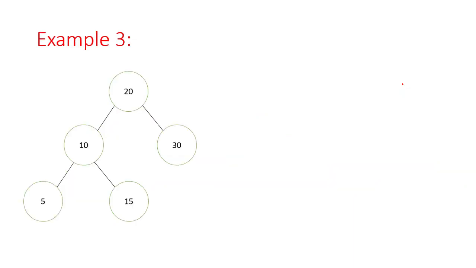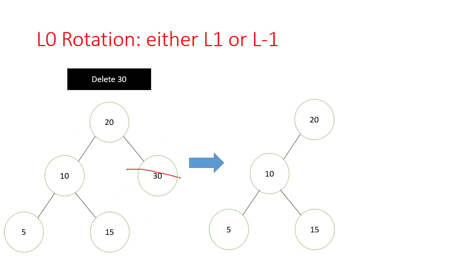Let's take another example. This is the third case. We have a tree something like this. Now I want to delete an element at the right side, that is 30. If I delete 30 based on the binary search tree property, now we will get a tree like this.